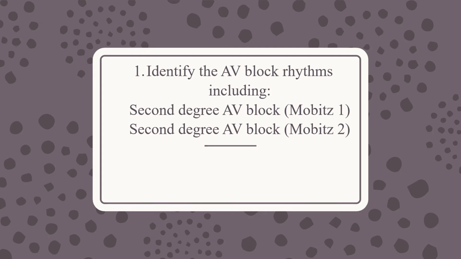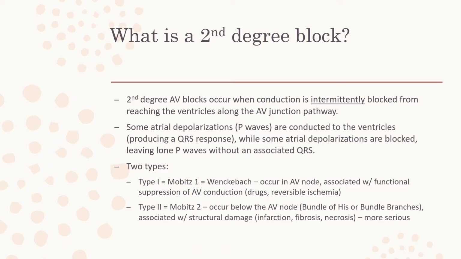So the next two blocks we're going to talk about are second degree AV block, Mobitz type 1, also referred to as Wenckebach, and then second degree AV block, Mobitz type 2. So what is a second degree block? Second degree AV blocks occur when the conduction is intermittently blocked from reaching the ventricles along the AV junction pathway.